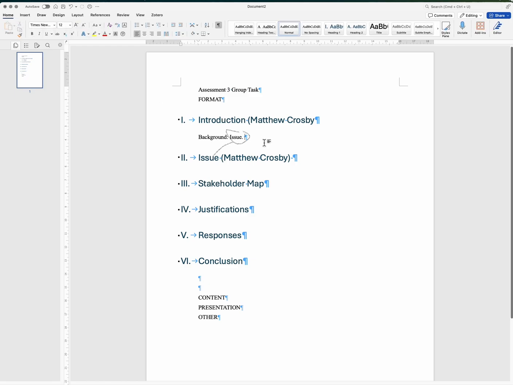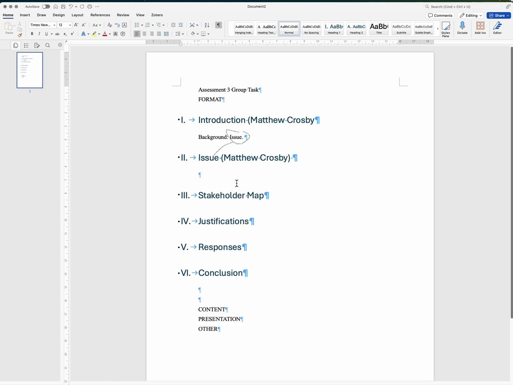Okay. Then for the issue, now you see I've put just one issue there. Of course it can be 1 or 2. I wouldn't put 3, because if you put more than one issue, it means you're going to need more than one stakeholder map. I'm okay if it's just one issue that you deal with, because that means you only need one map. So let's presume that we're just doing one issue for now. Okay?